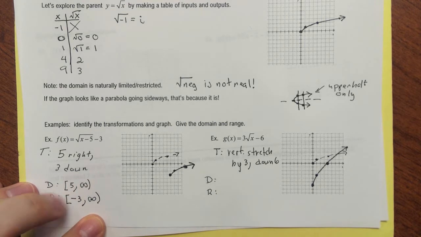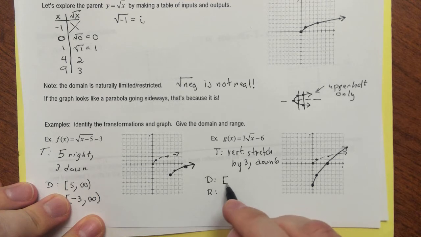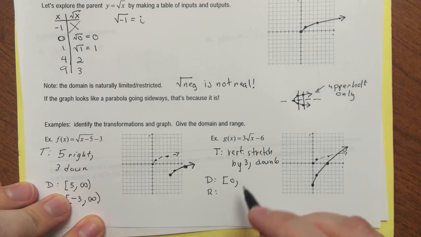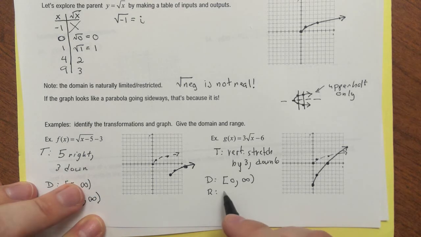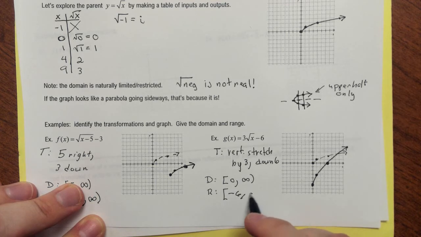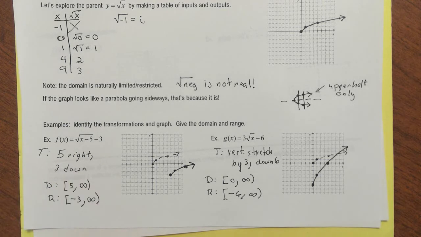What are my domain and range? Well, my domain is 0 to infinity. The smallest value I can put in for x is 0. What about my range? The smallest value that y can take is -6. And then from there I will have larger and larger y's.